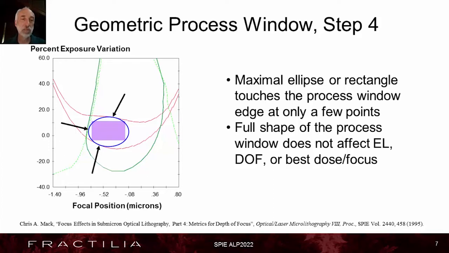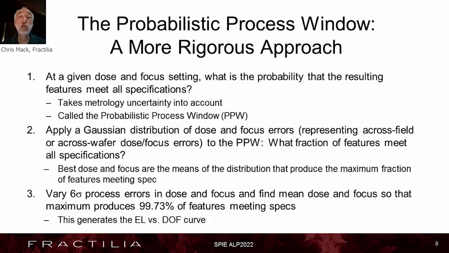It seems a little bit too sensitive to a few points. And I'll talk about a different approach that eliminates this sensitivity as well. So I've outlined a few problems that exist with the geometric approach to process window metrology. What I'd like to do now is propose a new approach, which I call the probabilistic process window.